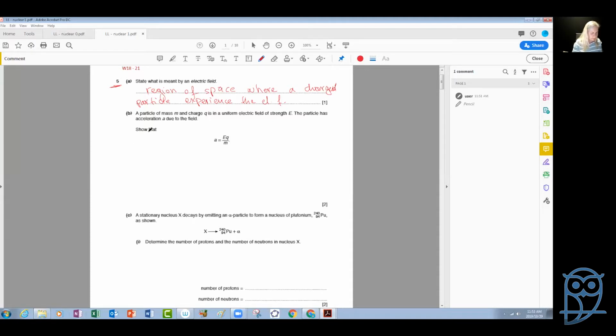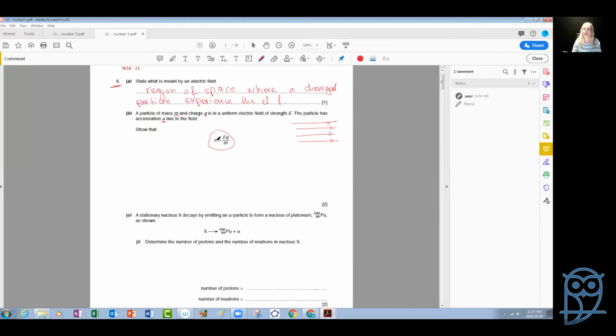Okay. What is the next question? A particle of mass m and charge q is in a uniform electric field of strength E. So uniform electric field. Remember, the uniform electric field can be represented with lines parallel to one another at equal distances, where the field has the same value at every point in space within this uniform electric field. Okay, so the particle has acceleration a due to the field. So this particle of mass m and charge q obviously moves and accelerates, and it has this acceleration a due to the field. Show that the acceleration of the charge is given by this formula.